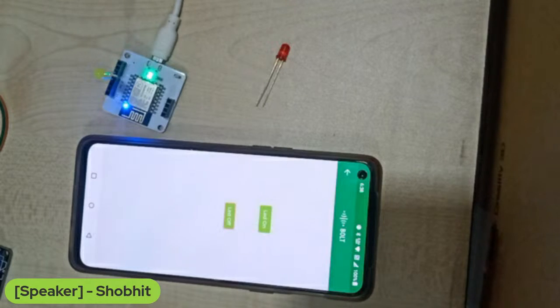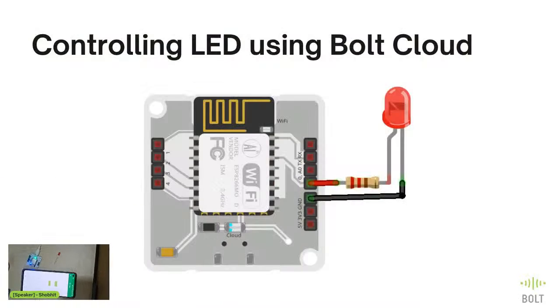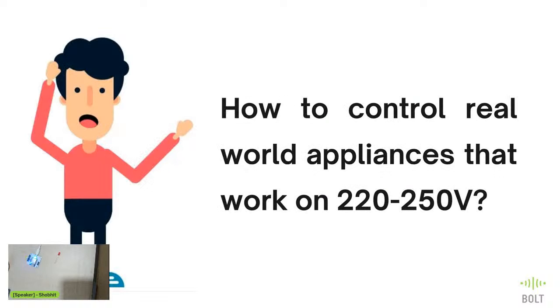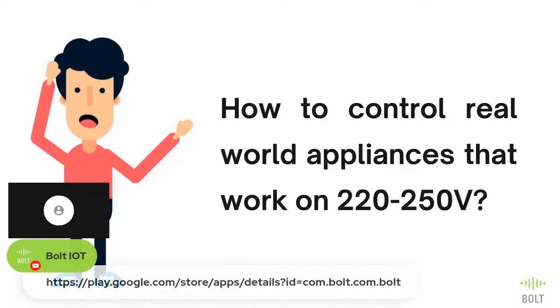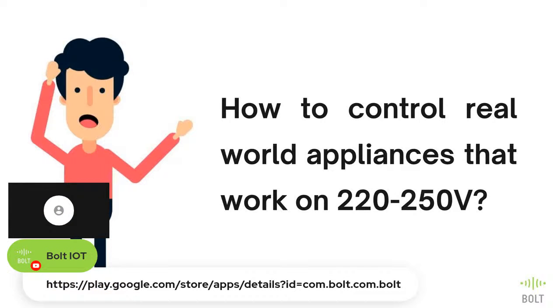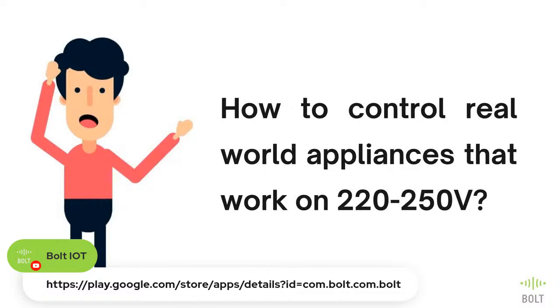Now the question is coming to the slides. This is a small LED bulb, right? It doesn't require much power. So how can we control real world appliances that work on 220 to 250 volts? Can anyone answer? How can we control real world appliances?